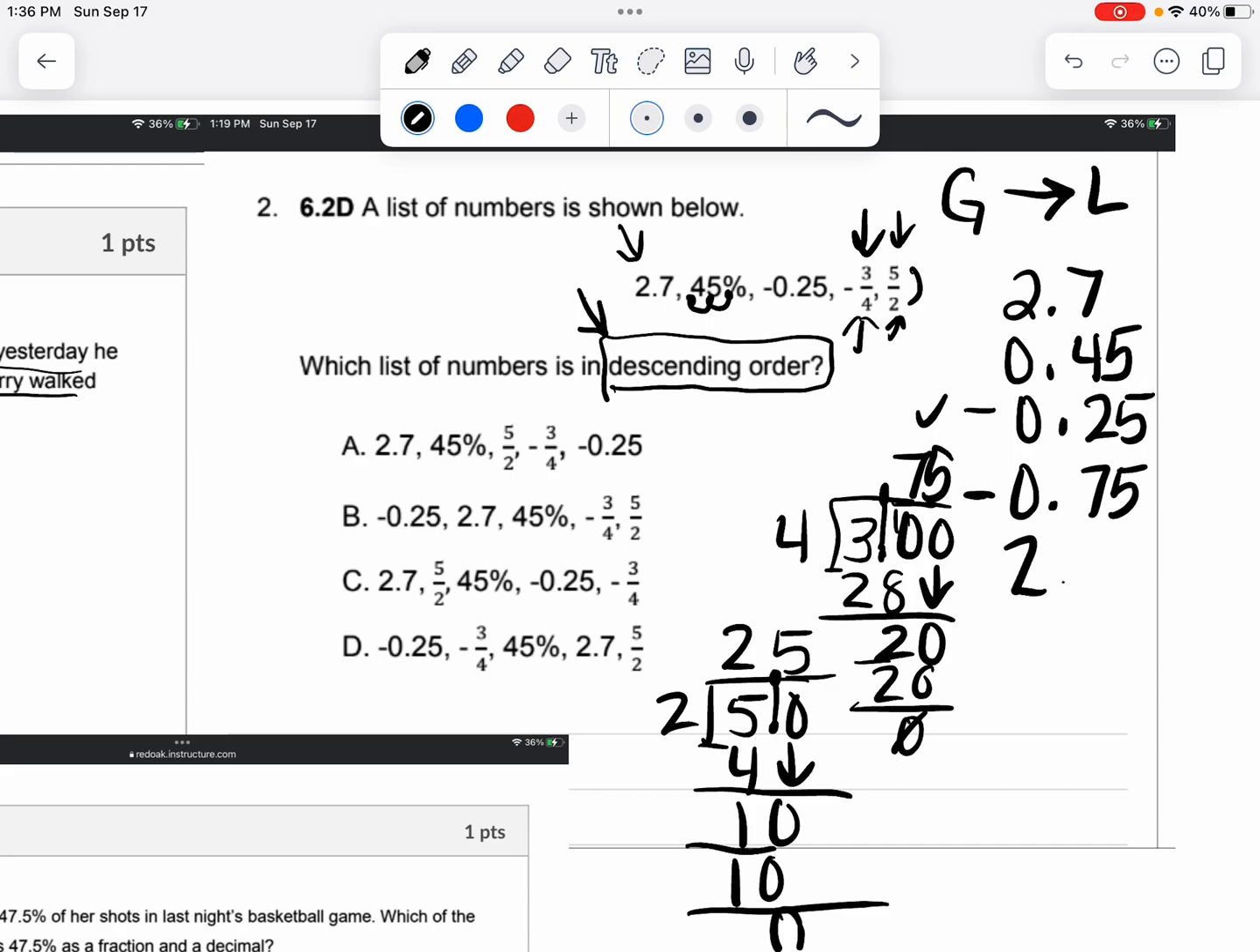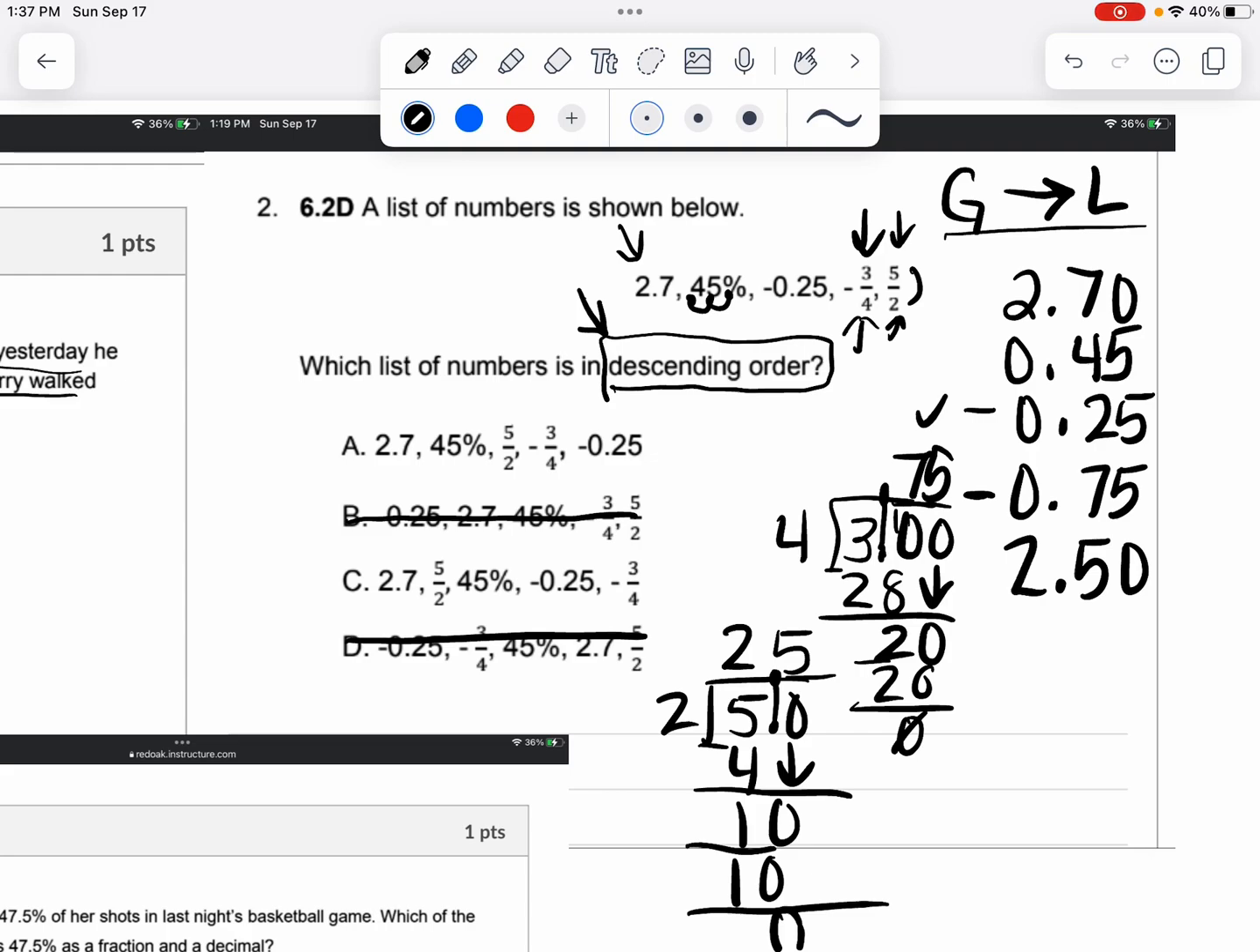So I'm going to have 2 and 5/10. And I'm going to add a 0 as my placeholder, so I have the same amount of placeholders in the place value that I have. So now I'm ready to list them greatest to least. I do know if I'm going greatest to least, 2 7/10 is going to be the first number I start with. So I can go ahead and mark out B and D.